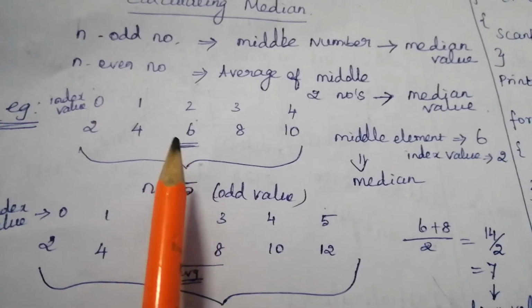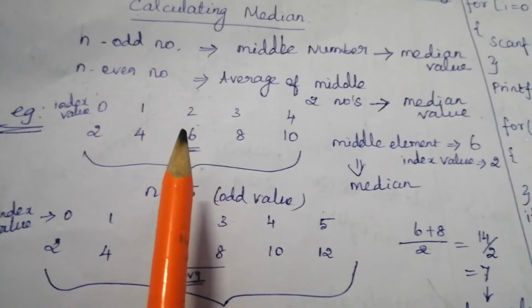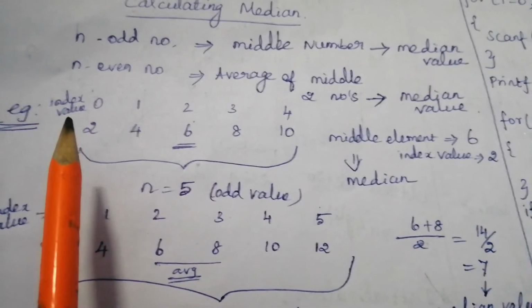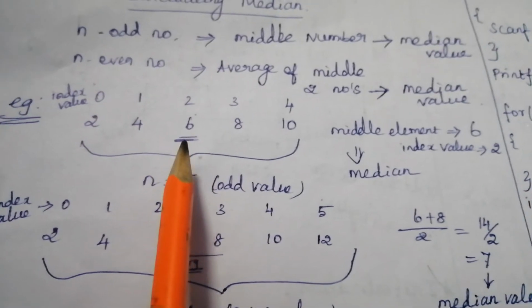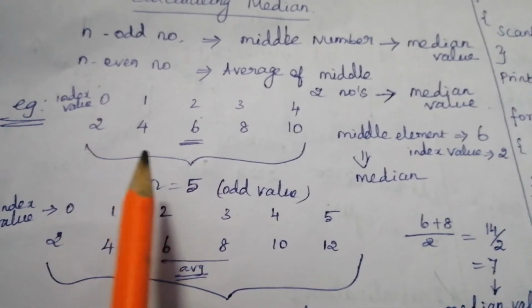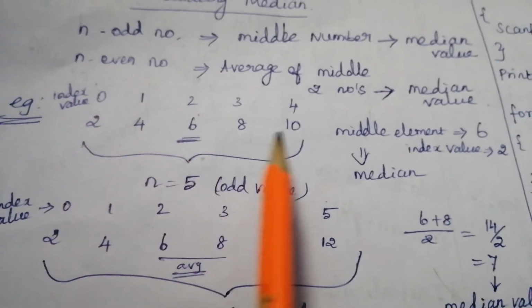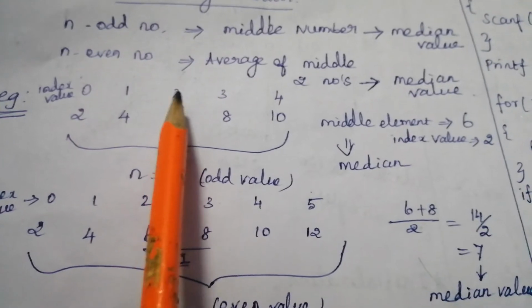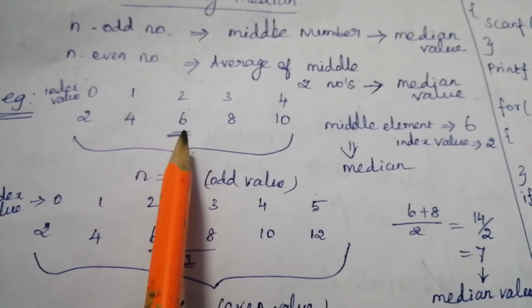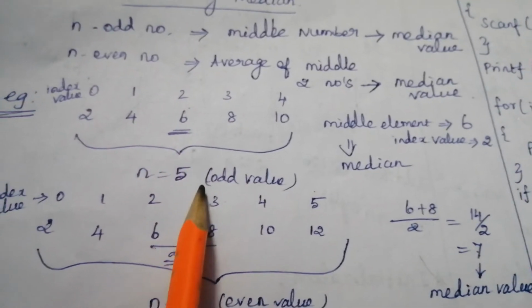Normally this particular number can be fetched in an array with the help of an index value. The total count is 5, and the index values run from 0 to 4. So the index value of the middle element will be 2. With the help of index 2, you can fetch this particular element. So this is about the case of odd values.